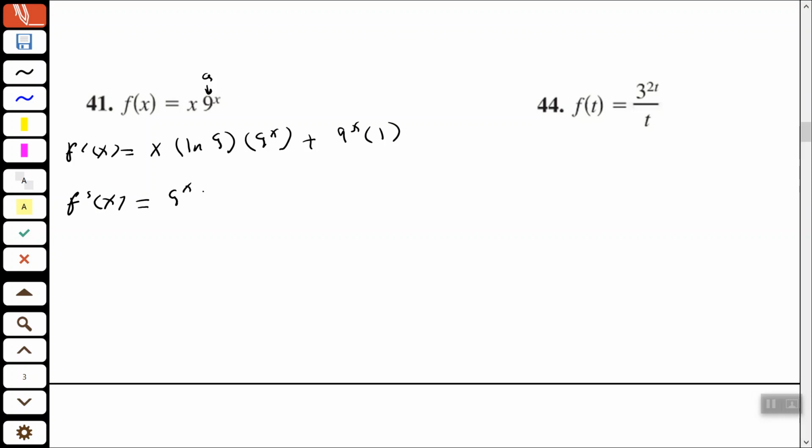So 9 to the power of x times the natural log of 9 plus 9 to the power of x. And you could factor that 9 to the power of x out if you chose to. I'm going to leave it like it is.